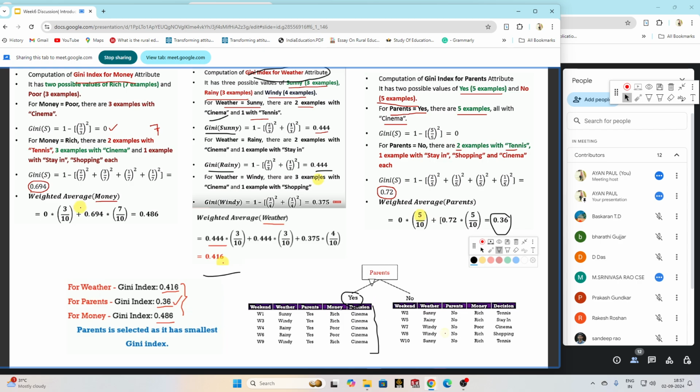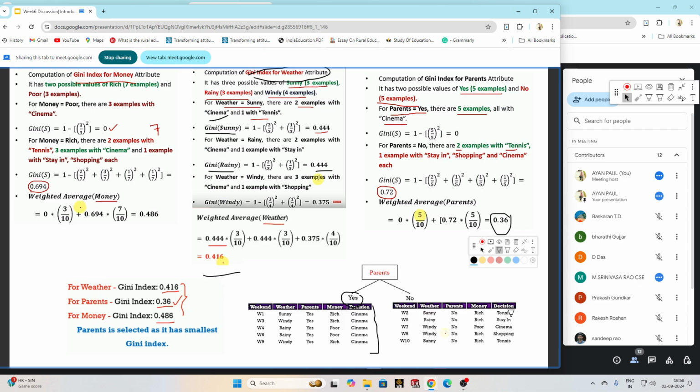But here, whenever your parent is yes, all your decisions are coming cinema. So actually this attribute we can remove, or this is your leaf node. Why is this your leaf node? Because this is not your branch node. It is a leaf node because all your decisions are coming cinema. Whenever your parent is yes, all your decision is coming cinema. So this is your leaf node, meaning in this node we will not split further.